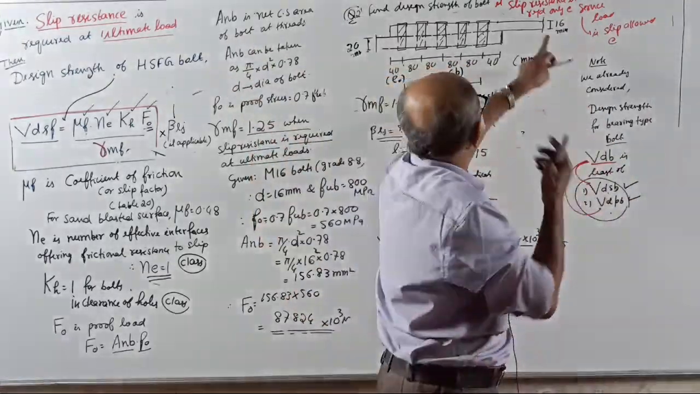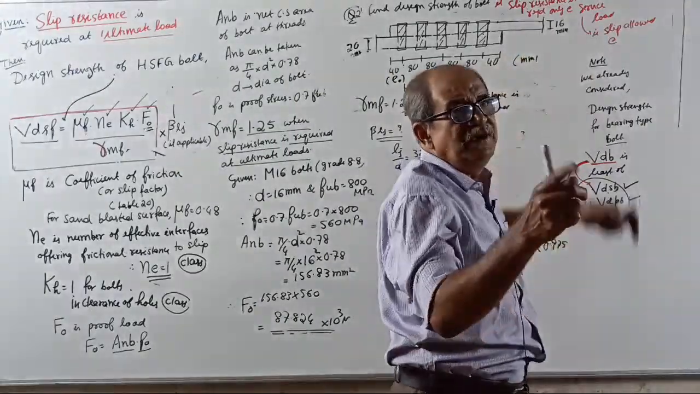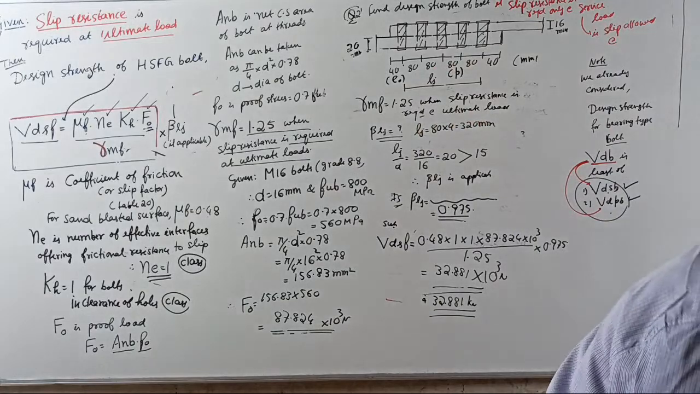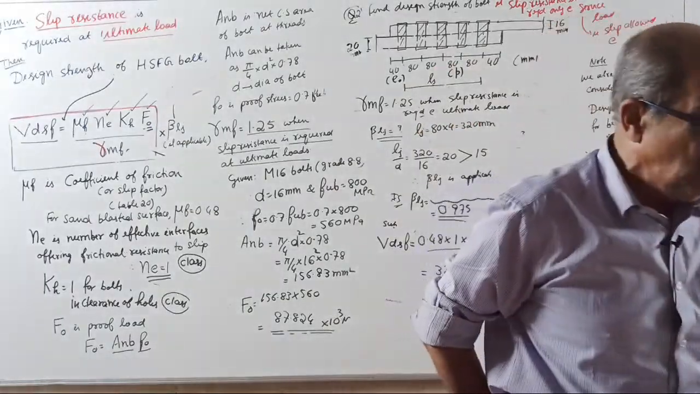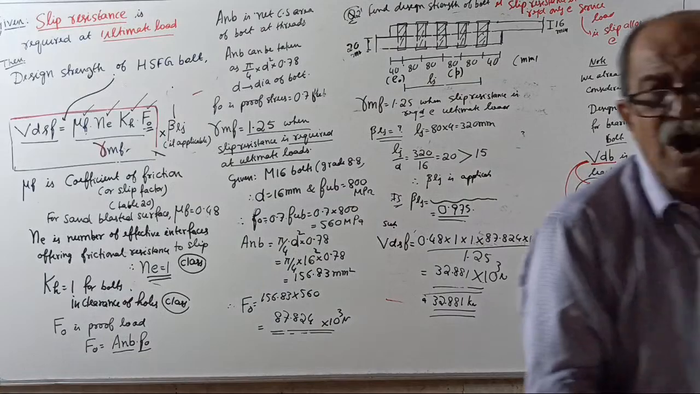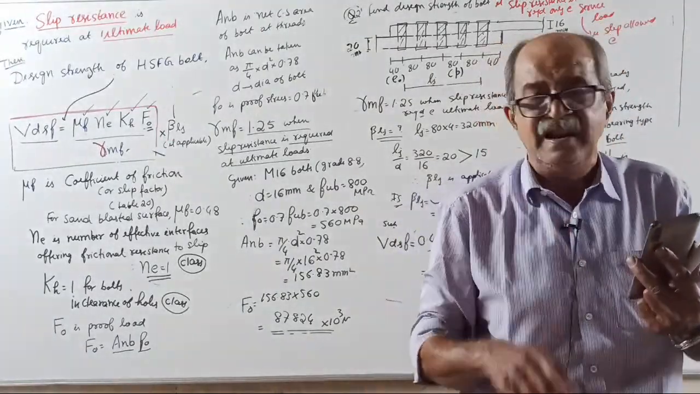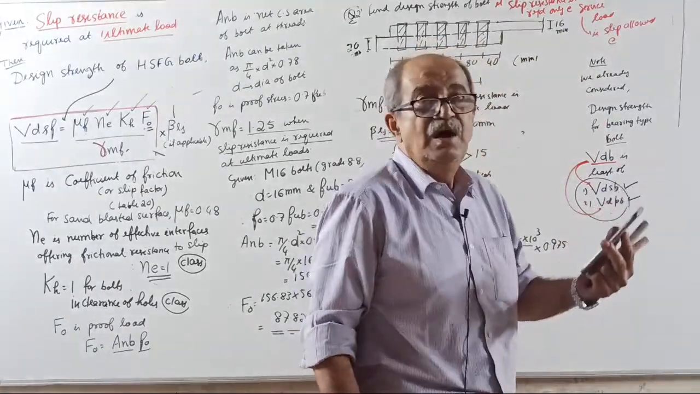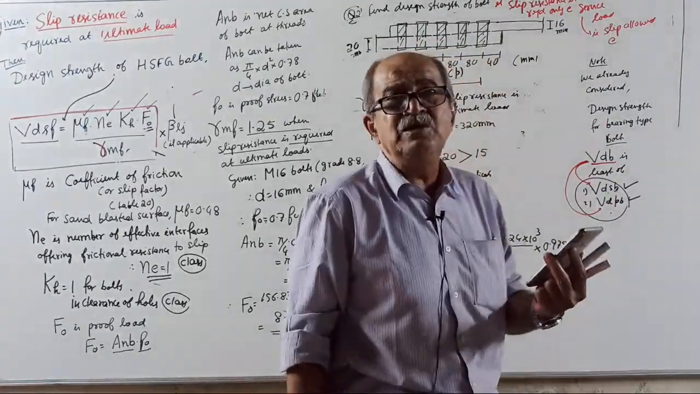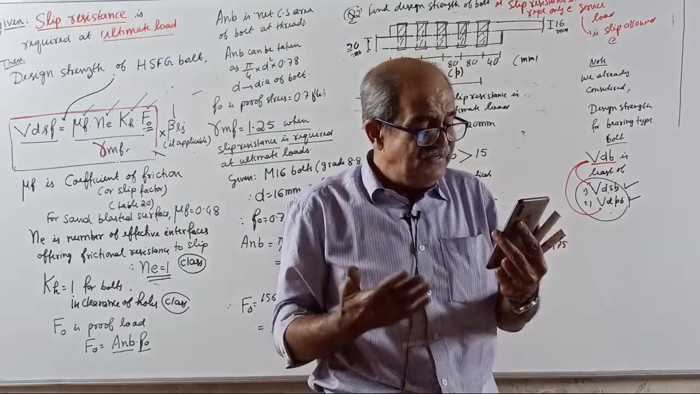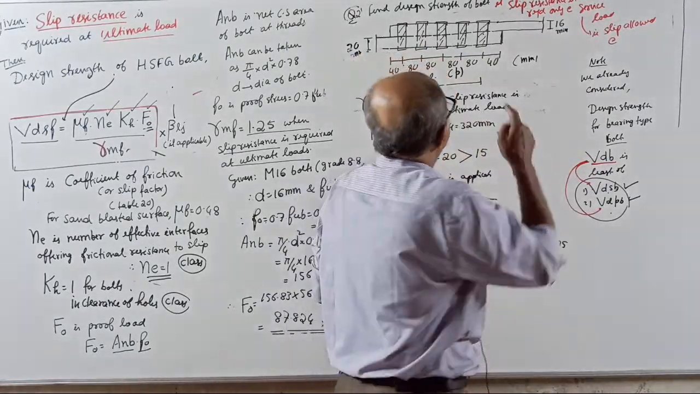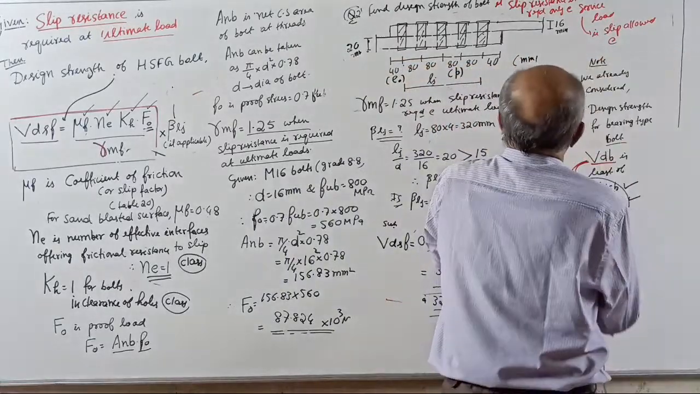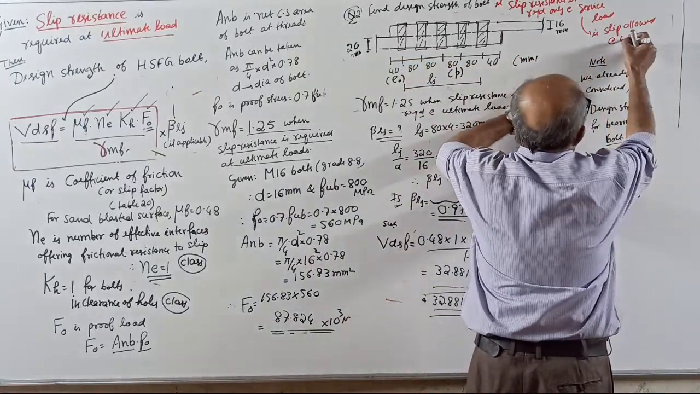So slip resistance is required only at service load means slip is allowed at what load? Slip is allowed at service load? If I go outside, I want to come back in a month, then slip resistance is required at service load means slip allowed at service load? What is this? Slip resistance is required only at service load means slip is allowed at ultimate load.